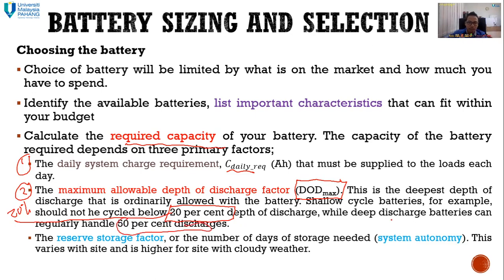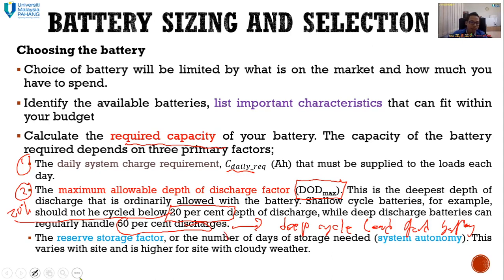So the term here is deep cycle. We call it a deep cycle lead acid battery. So lead acid battery is an example of a battery that can have 50% or more of DOD max. I'm talking about the lead acid battery, I'm not touching on lithium ion. Lithium ion maybe can go more than 80%, and sometimes 85, 90%. But for the normal lead acid battery it is 20%, while the deep cycle usually can go up to at least 50% discharge.